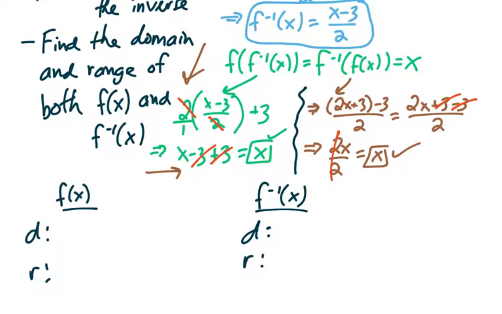Now, before I get started, friends, this is really, really important. Remember how we said the domain of the original is always equal to what in the inverse? The domain of the original is always equal to the range of the inverse. Remember, the x's and the y's flip. And similarly, the domain of the inverse is always equal to the range of the original.